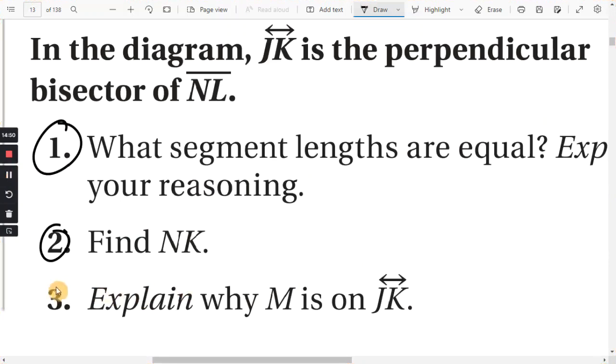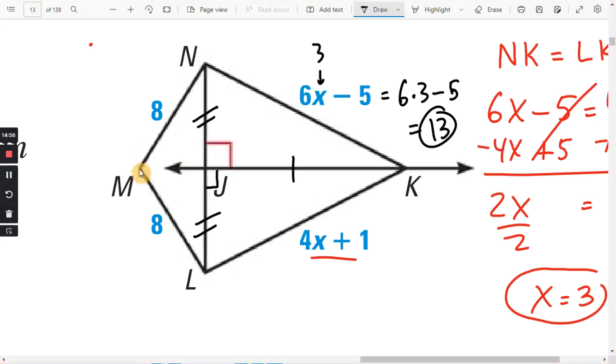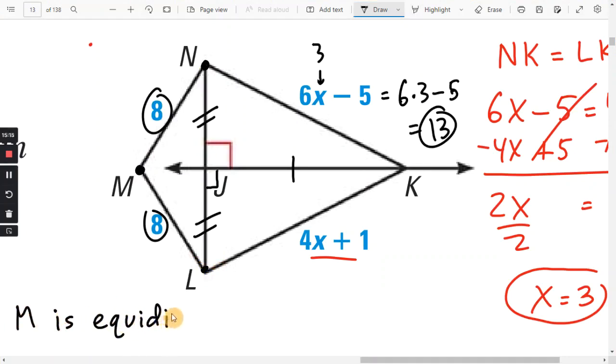Finally, explain why M is on JK. Let's take a look. Here's point M. And we can see it is the same distance to the endpoints of the segment that's being bisected. So M is equidistant to the endpoints.